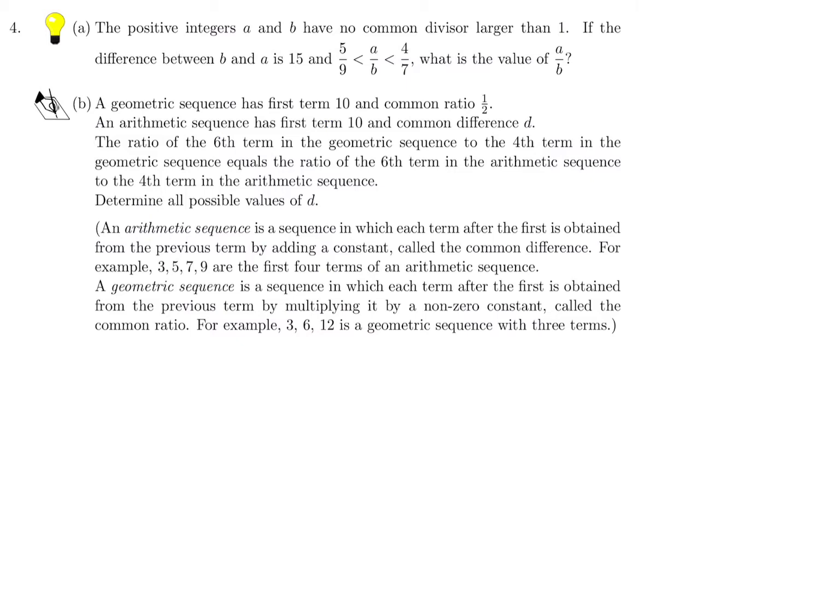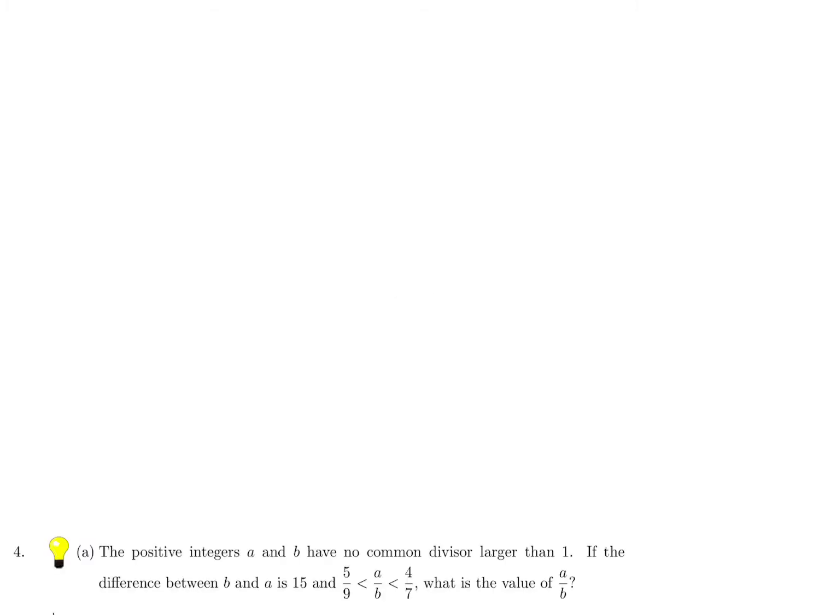The positive integers a and b have no common divisor larger than 1. The difference between b and a is 15, and 5 over 9 is less than a over b, which is less than 4 over 7. What is the value of a over b?